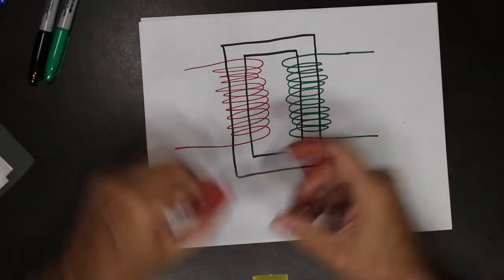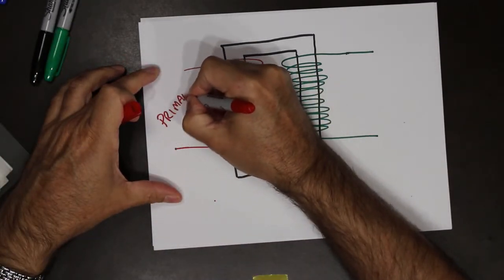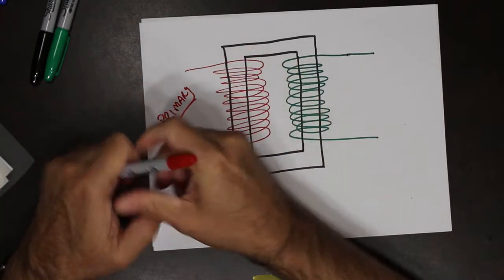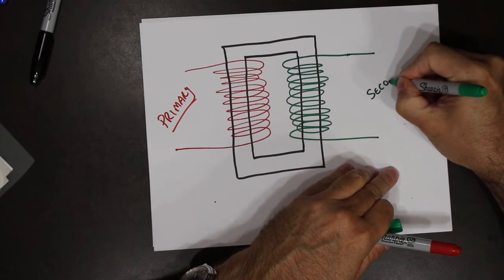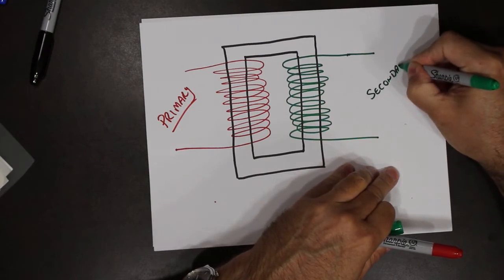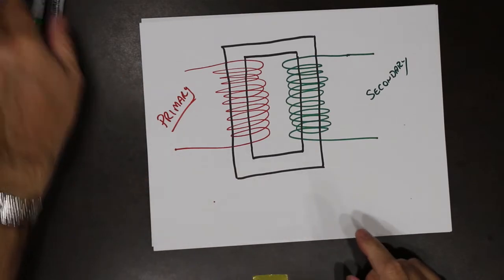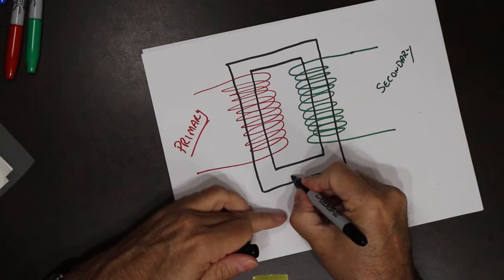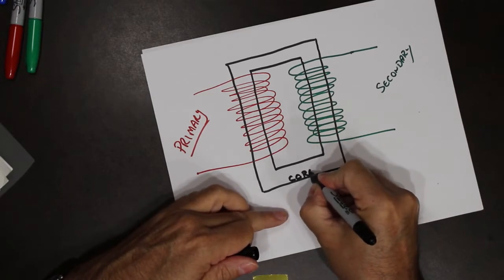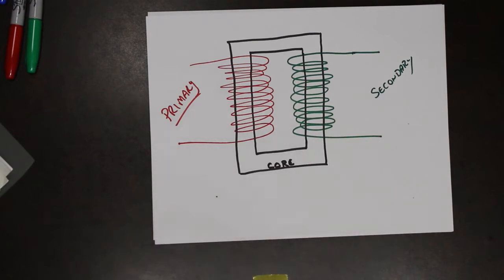So on one side we have the primary. On the other side we have the secondary. And then we have what's known as the core, the core of the transformer.